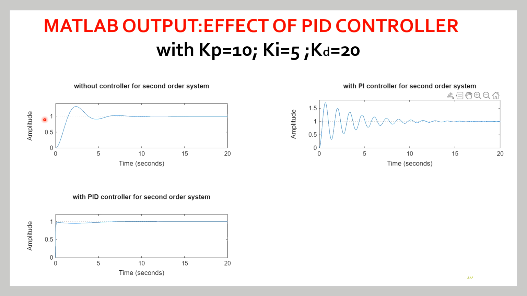Let us see the waveform. This is without controller. With the PI controller, with zeros added, initial overshoot occurs, then it reaches the final value. With the PID controller, the oscillations in the transient portion are suppressed and it reaches the final value of 1 here. So this is the difference between PI versus PID.